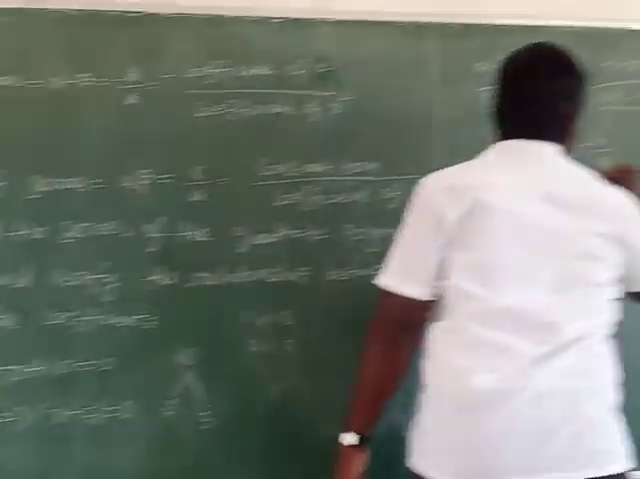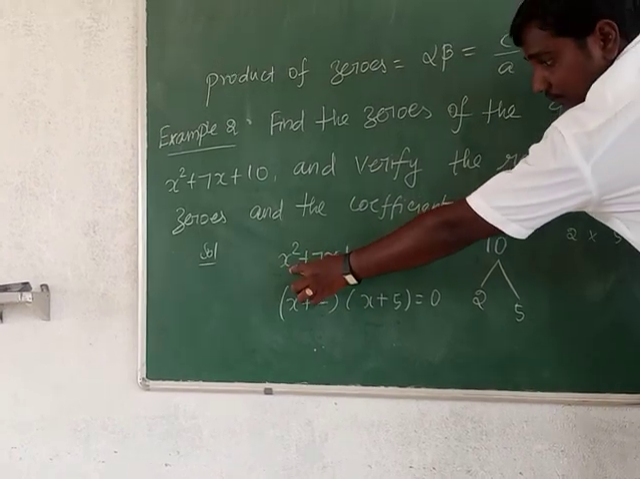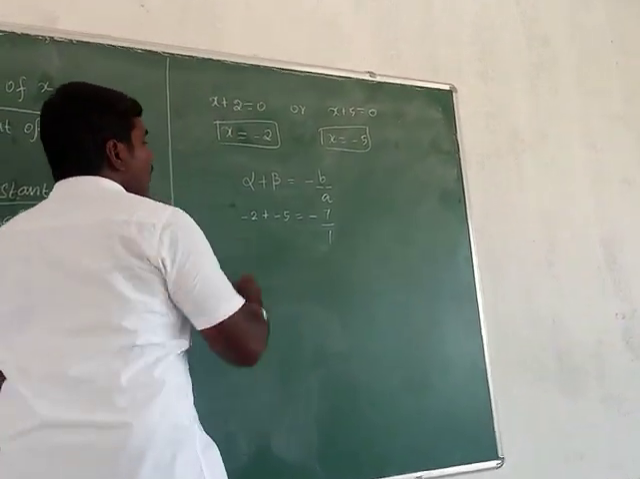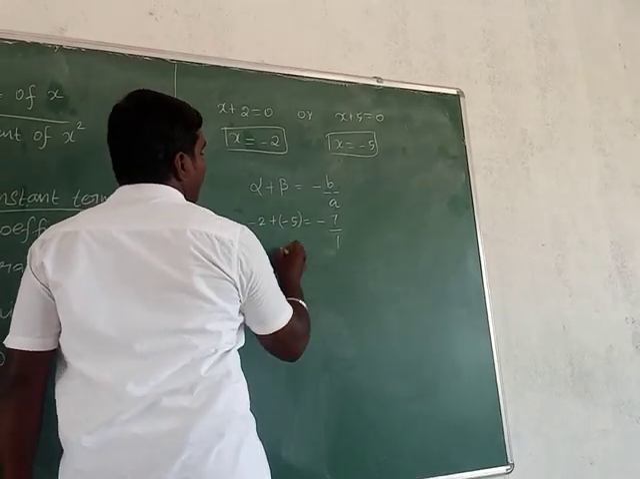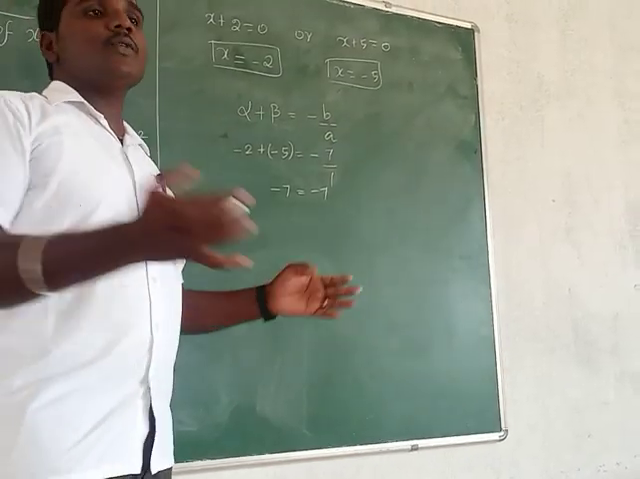What is the coefficient of x square? There is no number, so assume it as 1. So minus 7 by 1. Minus 2, minus 5, minus 7 is equal to minus 7. So the sum of zeros is verified.